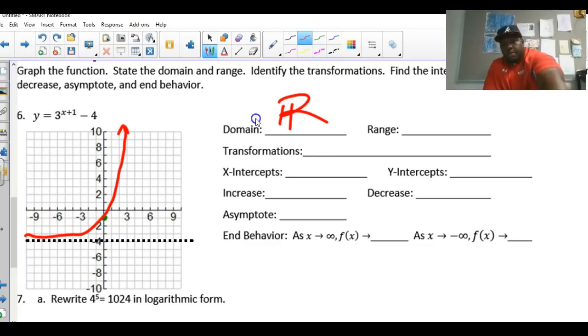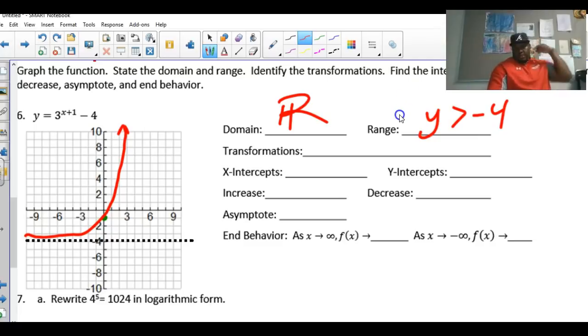For the range, however, you see how it doesn't go below this negative 4, guys? So we can say that all the function is above negative 4. So we're going to say that the range is y is greater than -4.